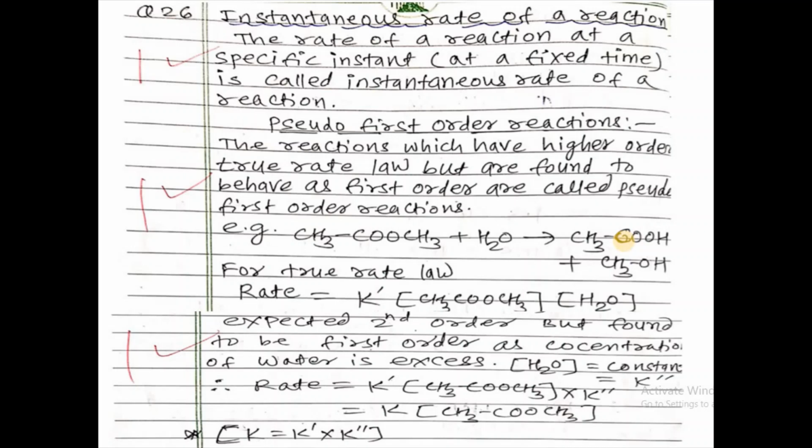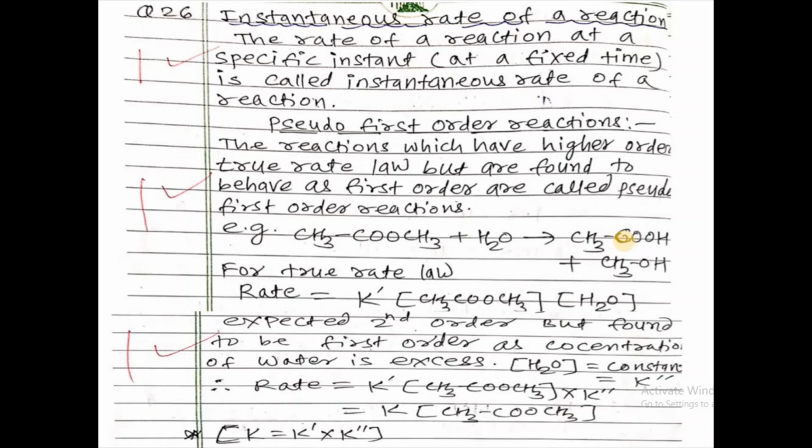Question number 26: define instantaneous rate of reaction. Explain pseudo first order reaction with a suitable example. Here we are giving the definitions. The rate of reaction at a specific instant or at a fixed time is called instantaneous rate. At that instant, it is known as the instantaneous rate of reaction. Pseudo first order reaction: the reaction which has a higher order rate law but is found to behave as first order is called a pseudo first order reaction. These two definitions carry 2 marks.